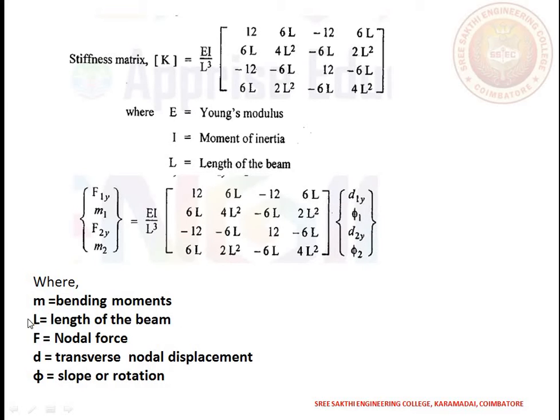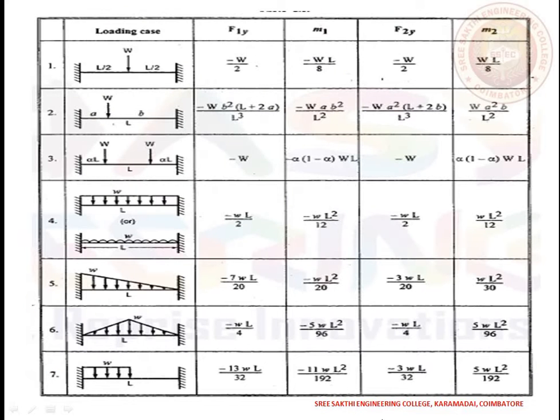Now, M is bending moment, L is length of beam, F is a force, nodal force, D is a transverse nodal displacement, phi is a slope or rotation. Before going to solve this problem, you should know the loading conditions. You can remember this table. You also derived this in strength of materials, so remember this formula. It is compulsory to remember this table, otherwise you can't solve.